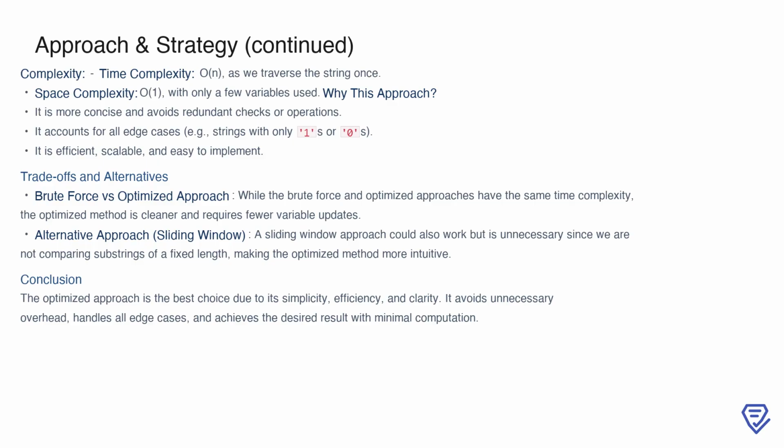Comparing the brute force and optimized methods, the latter is cleaner, requiring fewer updates and less manual tracking of segments. An alternative strategy, such as a sliding window approach, could theoretically work, but it is unnecessary here. Since we are not dealing with substrings of fixed lengths, the optimized method is more intuitive. In conclusion, the optimized approach is the best choice due to its simplicity, efficiency, and clarity. It avoids unnecessary overhead while achieving the desired result with minimal computation, making it an ideal solution for this problem.